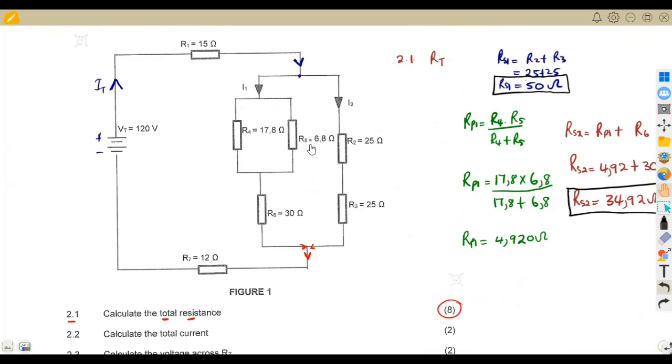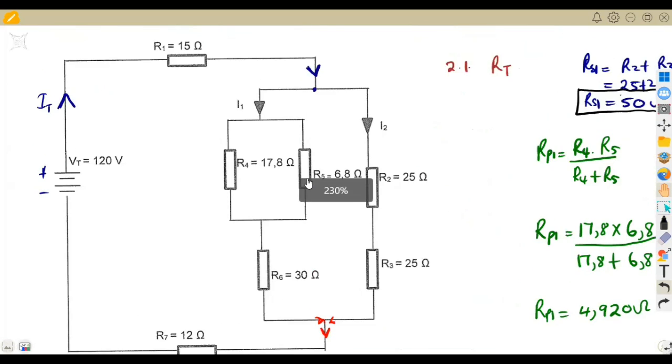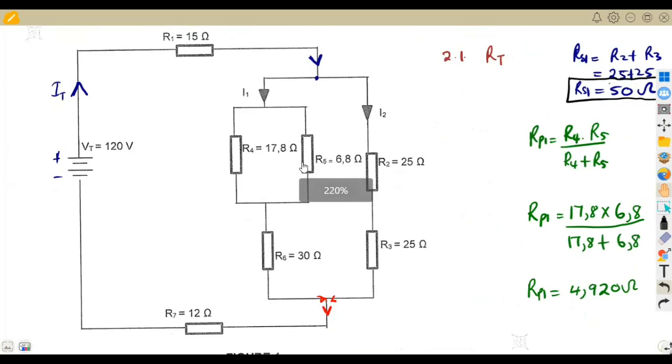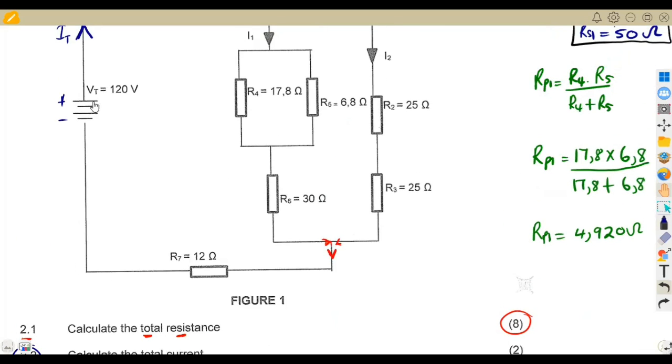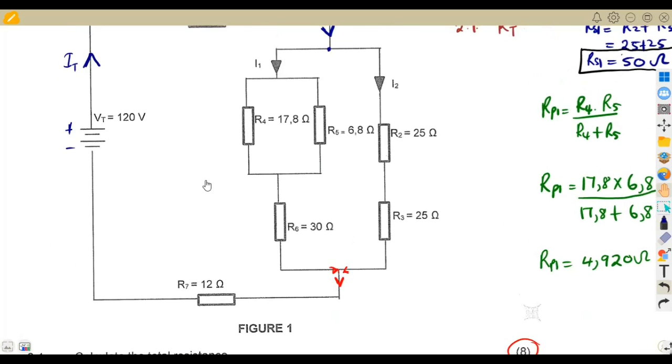Analyze how the currents are taken, how the circuit is given in terms of the resistances. All right, let us check the other part now, which was on 2.2. In 2.2, we are now asked to calculate the total current. We have the total resistance, so we are simply going to take it from the total voltage that we have in this case.